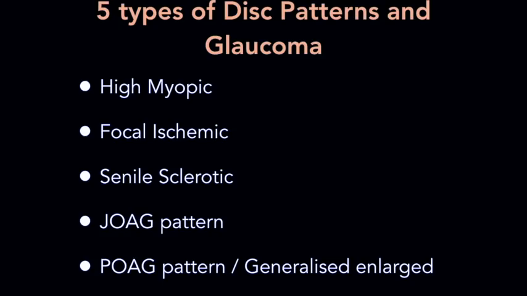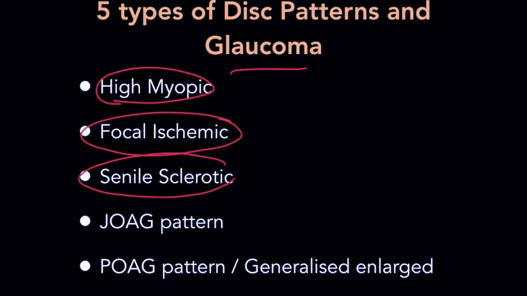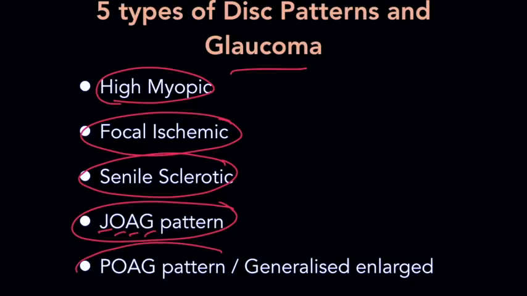Now, to make things more complicated, we are going to classify the disc patterns based on glaucoma, based on the typical nature of the discs. So we have 5 types of disc patterns. First is the high myopic, second is the focal ischemic, senile sclerotic, JOA, that is juvenile open angle glaucoma pattern, primary open angle glaucoma pattern, or generalized enlarged. Okay, sounds confusing, but it is just of theoretical importance.